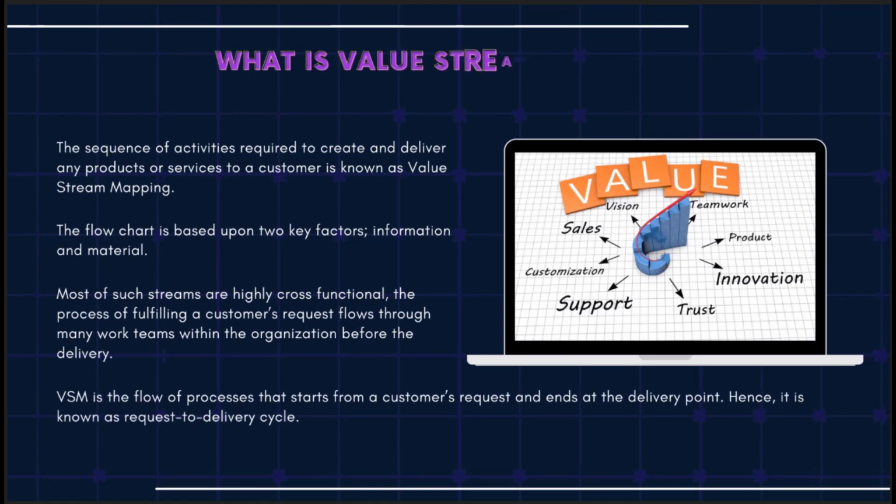What is value stream mapping? The sequence of activities required to create and deliver any product or service to a customer is known as a value stream. The flowchart is based upon two key factors: information and material. Most of such streams are highly cross-functional. The process of fulfilling a customer's request flows through many work teams within the organization before the delivery. Value stream mapping is the flow of processes that starts from a customer's request and ends at the delivery point. Hence, it is known as the request to delivery cycle.